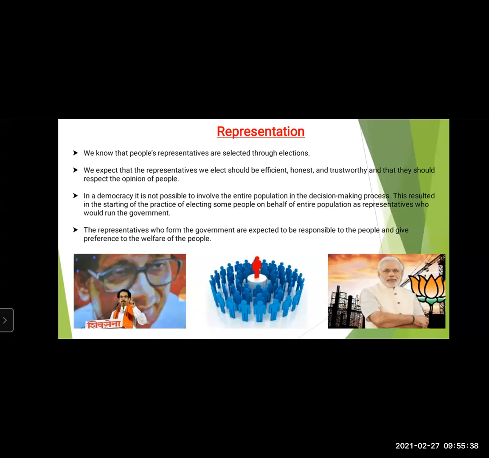Now the representatives who form the government are expected to be responsible to the people. So whoever gets the majority vote and is elected as representative on behalf of the people, what are they expected to be? They are expected to be responsible towards the needs and demands of the people, towards solving the problems of the people, and they have to give preference to the welfare of the people. They have to form such a type of government with support intended to ensure that the members of the society can meet basic needs, at least such as food, clothing, and shelter, and other needs of the people.